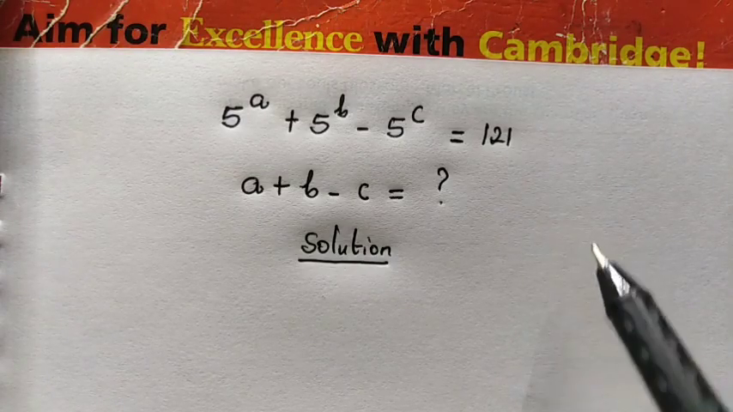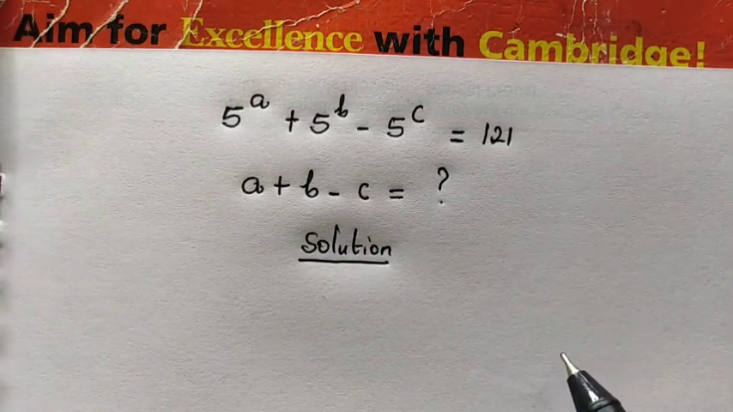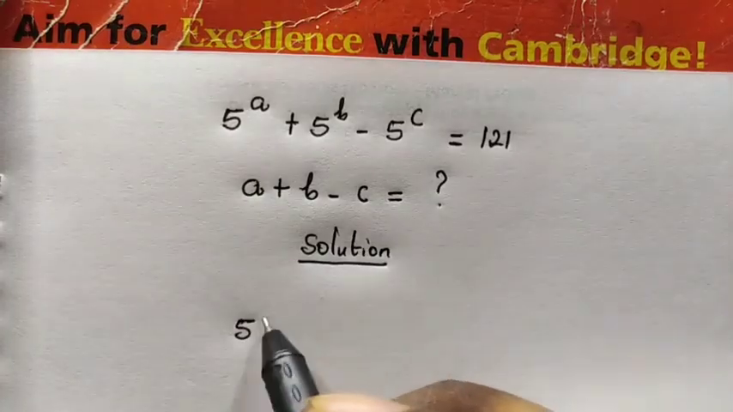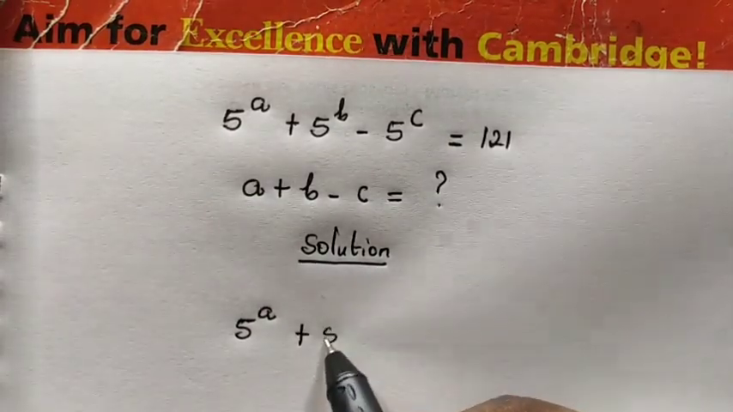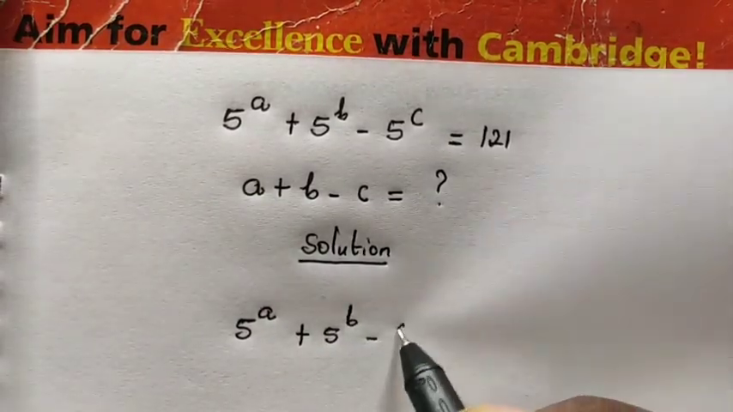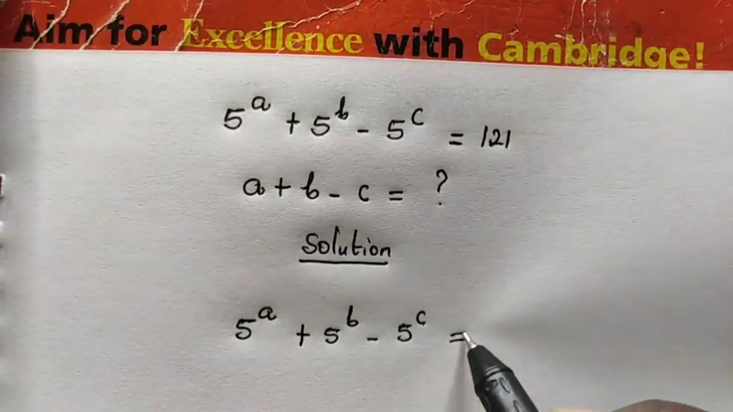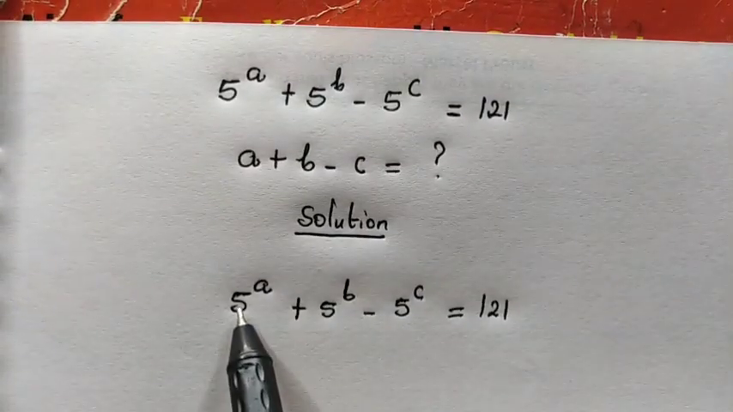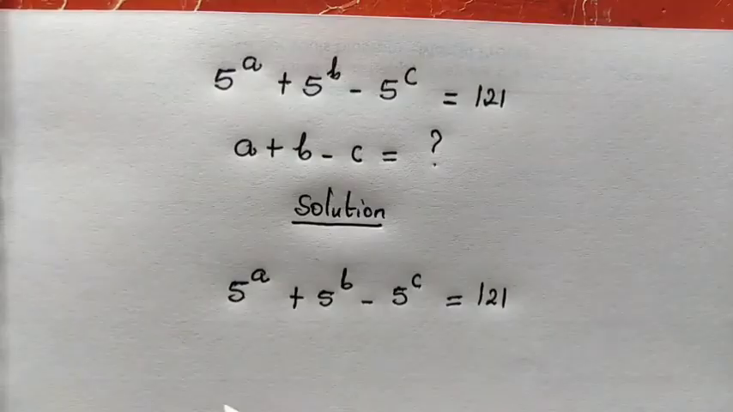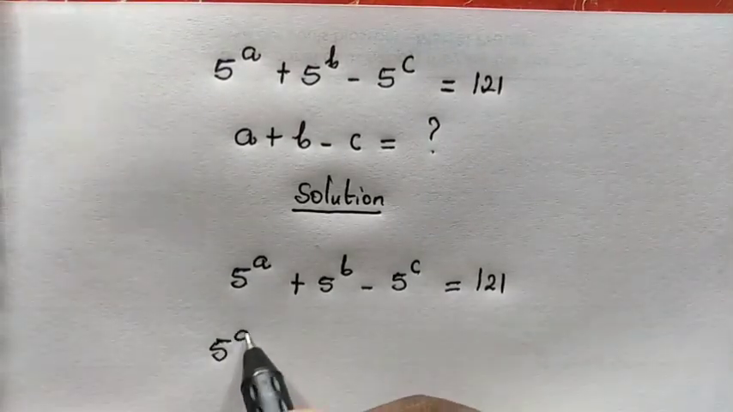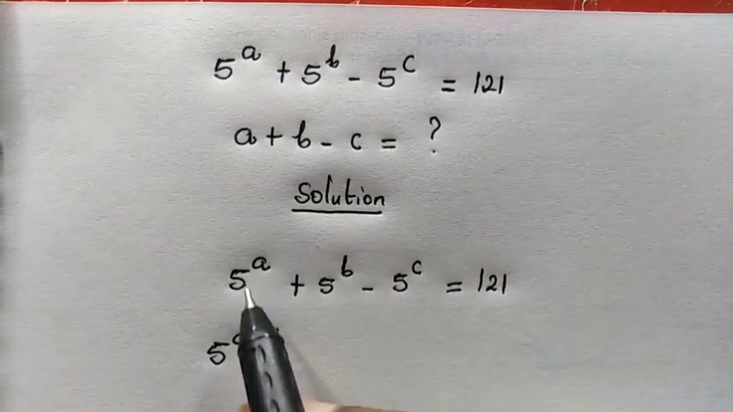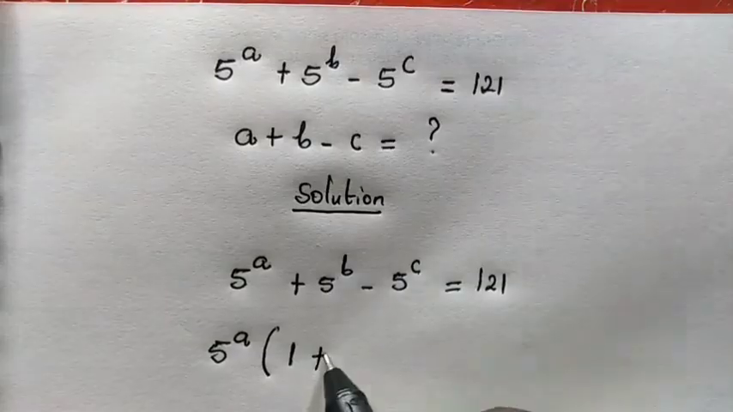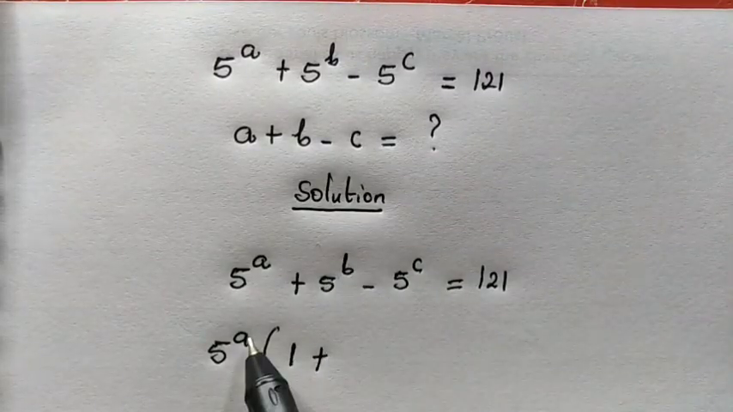a, b, and c are whole numbers. You get it? Now, we have 5 to the power of a plus 5 to the power of b minus 5 to the power of c, which is equal to 121. Now we're going to factor out 5 to the power of a from here. So if we factor out 5 to the power of a, then we'll be left with 5 to the power of a divided by 5 to the power of a will give us 1, plus 5 to the power of b divided by 5 to the power of a.